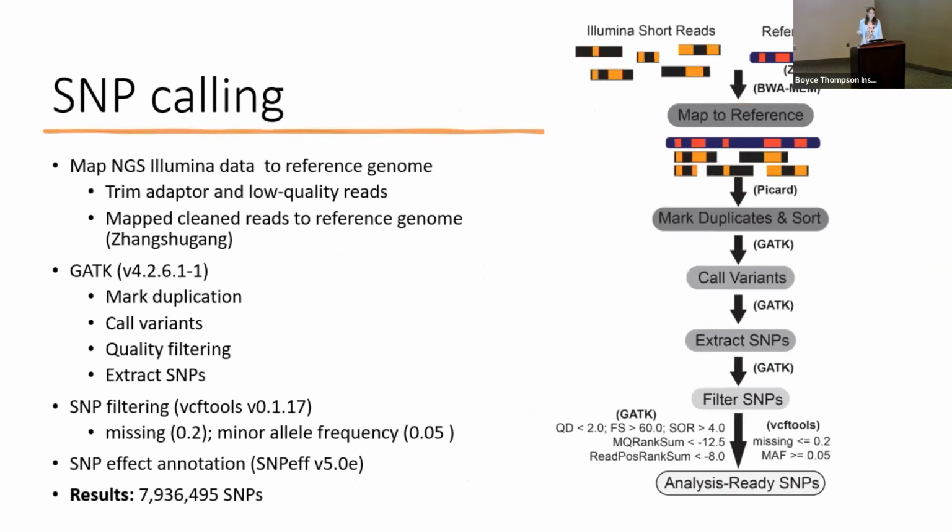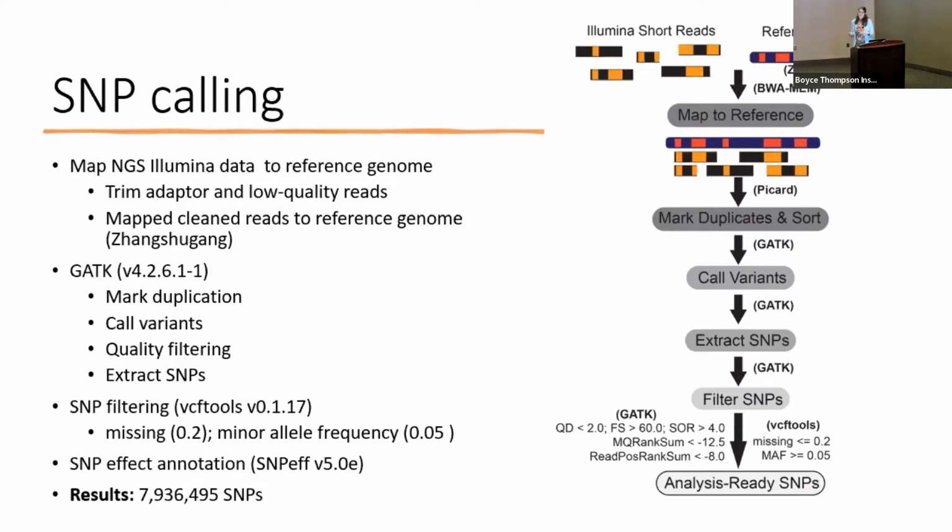Starting off with the SNP calling, I have to map the Illumina data to the reference genome. First I have to trim the adapter and get rid of low quality reads. And then I can finally map the cleaned reads to the reference genome, which is shown in this part of the figure here. The small, short Illumina sequences are lined up to where they match on the reference genome to figure out what genes they correspond with. And then once we've done this, we can mark the duplicates. I use GATK and then call variants.